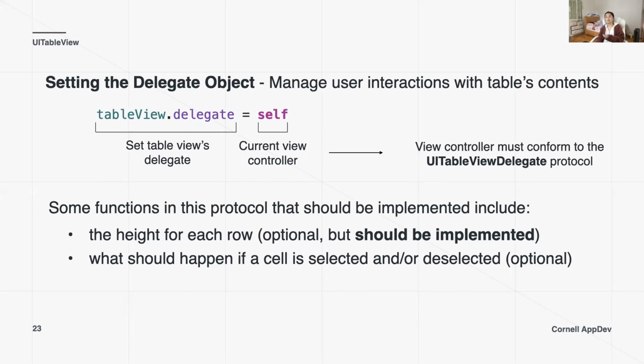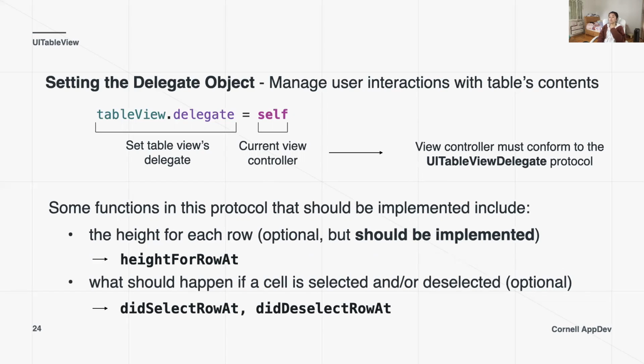And another thing that we might want to implement is what happens if a cell is selected or deselected. And again, this is optional, but these functionalities are pretty intuitive to implement in most apps. And so the functions for those are called, the first one is didSelectRowAt, and then for the second one, there are two functions.